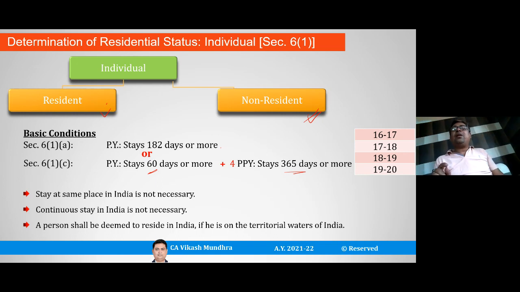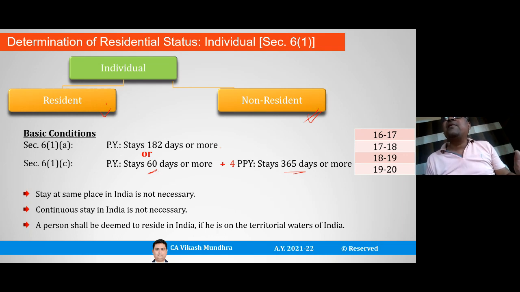Plus, that means for condition number two, there are two sub-conditions. Number one, his stay in India for that particular previous year is for 60 days or more, plus during four preceding previous years, he is in India for 365 days or more. If these two conditions are satisfied, then we can say that condition number two, that is section 6(1)(c), is satisfied. He is a resident in India.